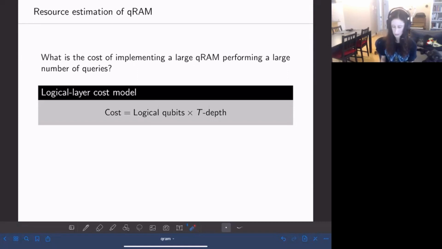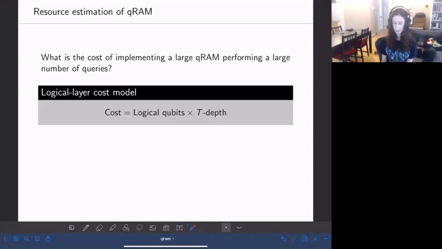So to do the resource estimates, what I'm interested in looking at is essentially a space-time trade-off. So I define here a cost, and I look at basically the number of logical qubits in that qRAM multiplied by the T depth, because in a fault-tolerant setting, if it's T gates that are expensive to do, we want to minimize the T depth.